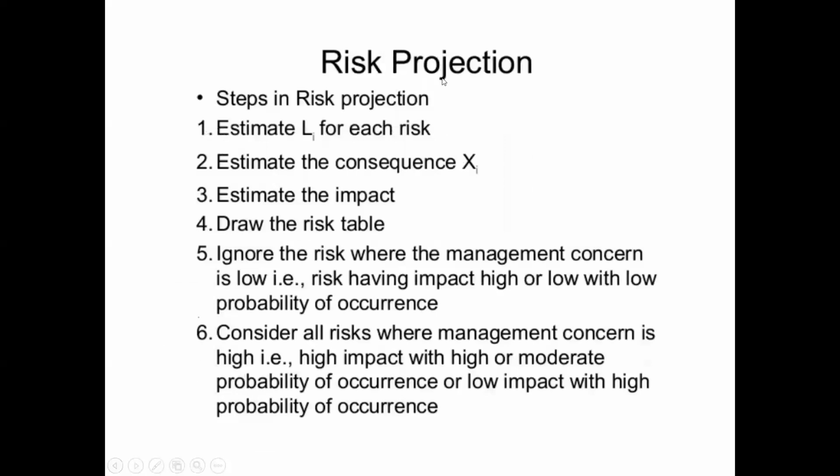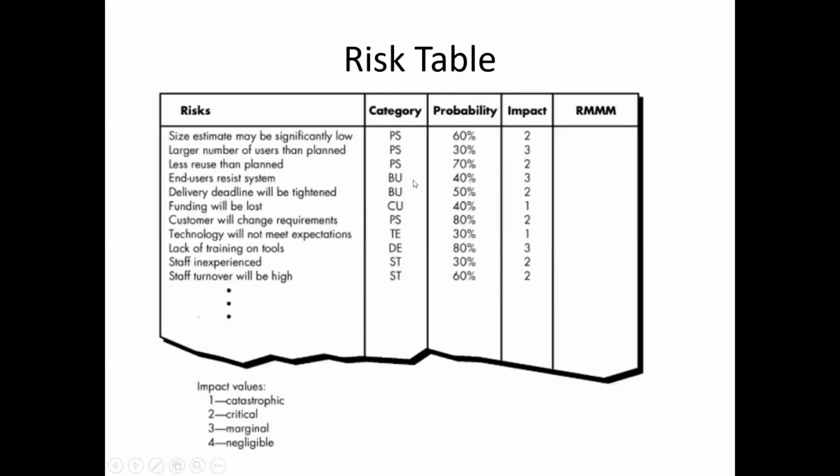So in this risk projection, we will finalize how much probability the risk has of definitely arising. Now see, this one means lack of training on tools. This has 80% probability. That means this risk will definitely arise. And if it has a larger number of users than planned, it has 30% probability. That means this particular thing may not arise, but the impact is very high.